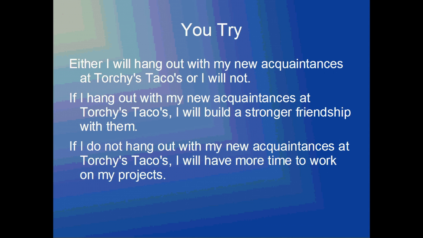If we know that I will have more time to work on my projects, then the implied assumption is that I will not build a stronger friendship with these new acquaintances. Okay? So I just want to make you aware of how, in using a predictive plan such as formulated here, you can identify assumptions because of the exclusivity of the consequences between the first conditional proposition and the second conditional proposition.